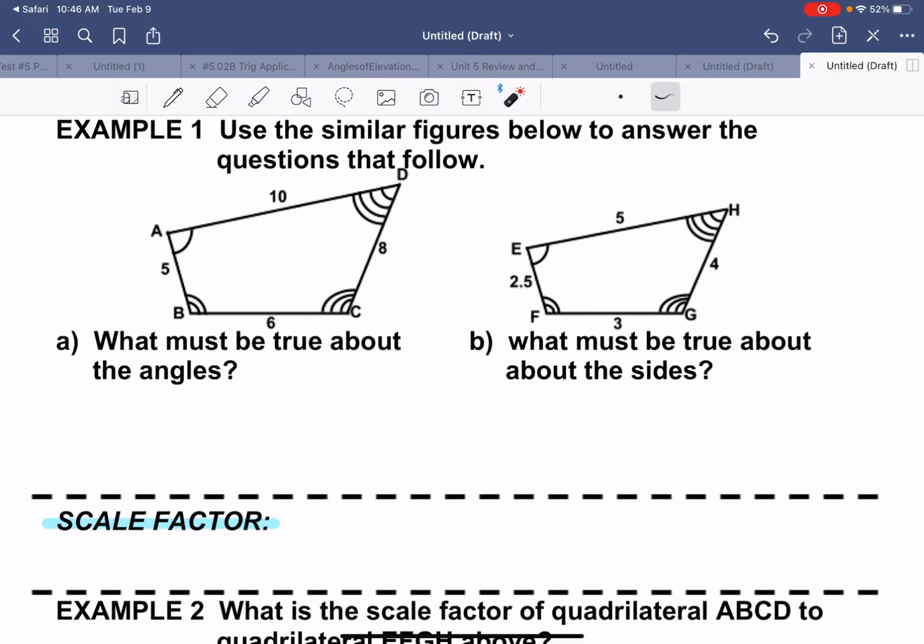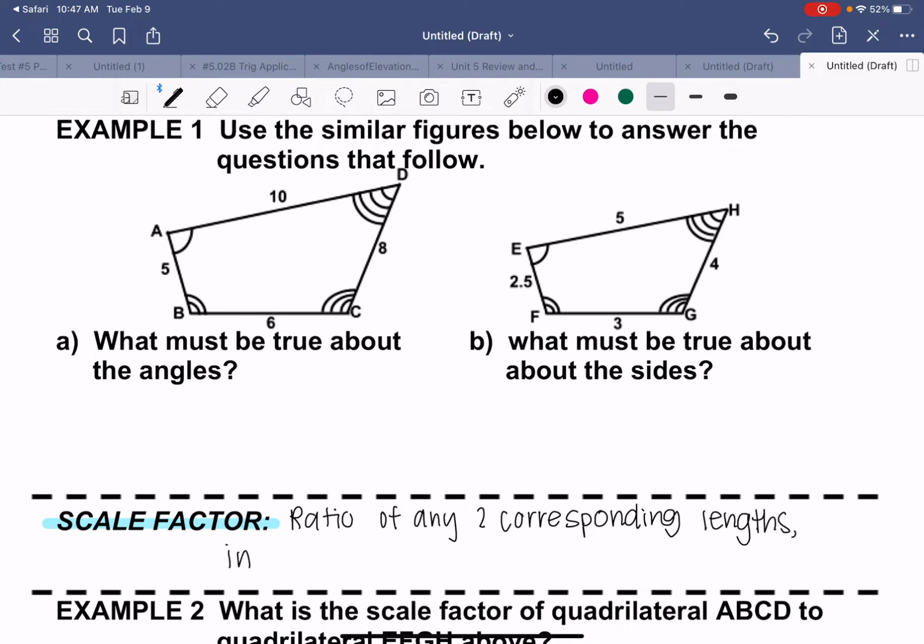But first, let's go over scale factor. Scale factor is a ratio of any two corresponding lengths in its simplest form. The biggest thing is that it's just a fraction between the side lengths that correspond to each other. In the last video, we talked about which sides and parts are corresponding, and the time before that, we learned what a ratio and a proportion is. Today, we're going to combine those together.